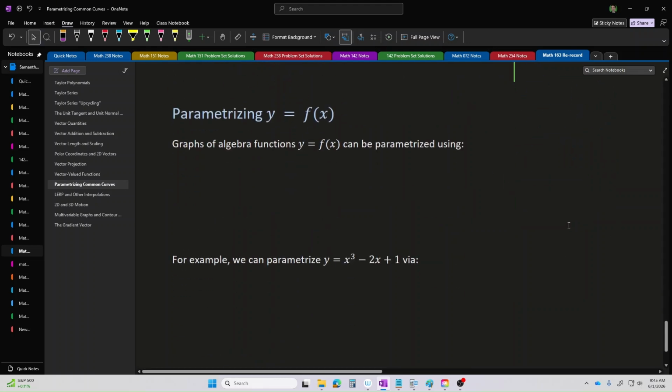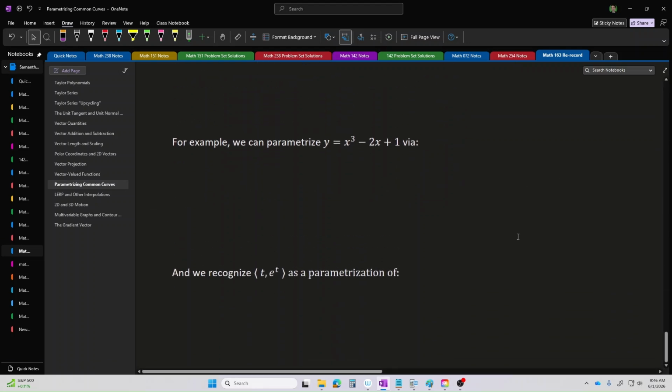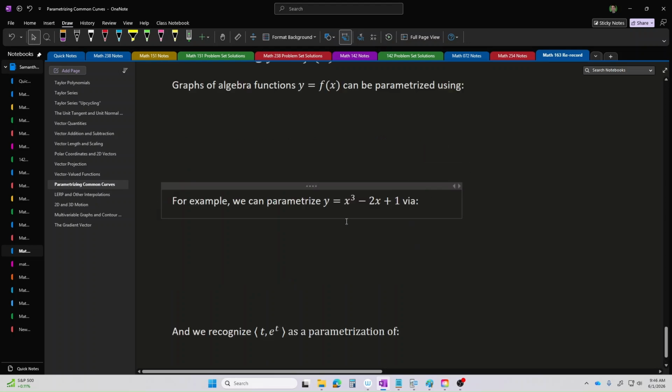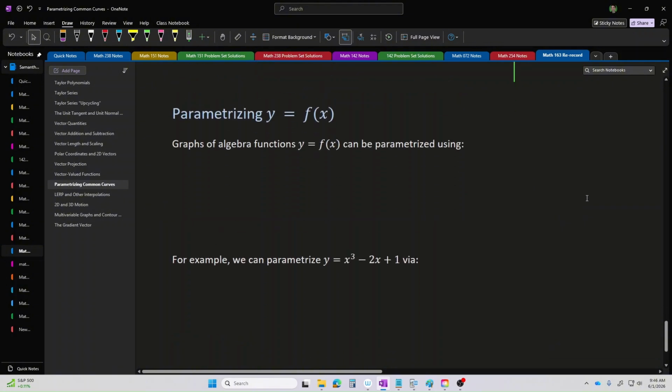Finally, let's talk about how to parameterize curves that are obtained by graphing old school algebra functions y equals f of x. For example, how to parameterize this cubic curve y equals x cubed minus 2x plus 1. The advantage of taking a curve like this and parameterizing it is that it unlocks some special abilities involving calculus of vector valued functions, which we will study over the next several lessons.